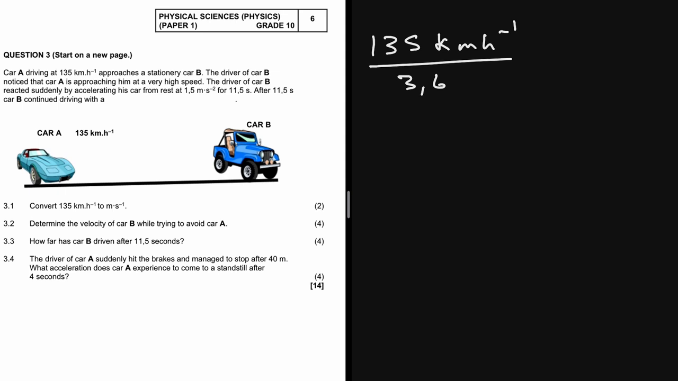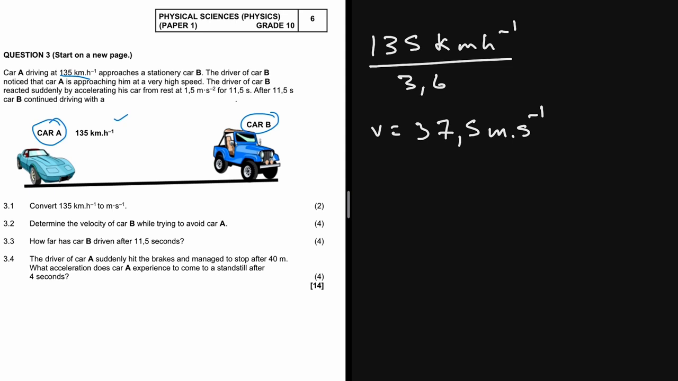So if you put that in your calculator, 135 divided by 3.6, that is equivalent to 37.5 meters per second. This is the speed that was given, in meters per second. They say the car is traveling at that speed and approaches a stationary car. So car A is traveling at this speed and approaching car B. The driver of car B notices that car A is approaching him at a very high speed.